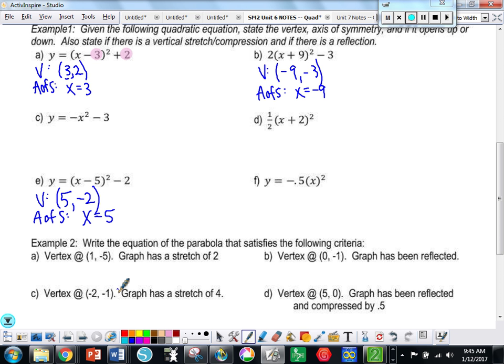Now let's talk about opening up and opening down. A in this case is 1, right? So A is positive. That means, does the graph open up or does it open down? It opens up because it's positive. On your own, try part B.